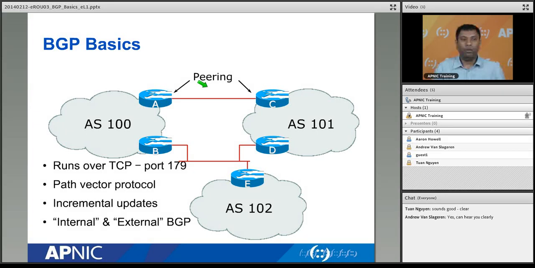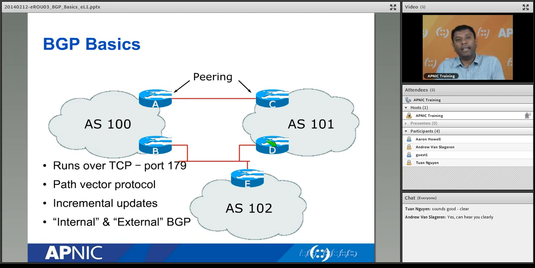And in BGP, we have two types of BGP: internal BGP and external BGP. Internal BGP is used to do routing within your own network. So for example, in AS100 we have router C and router D. In between router C and D, we can use iBGP to exchange routes. Why do we use iBGP to exchange routes, whereas we already have OSPF running?